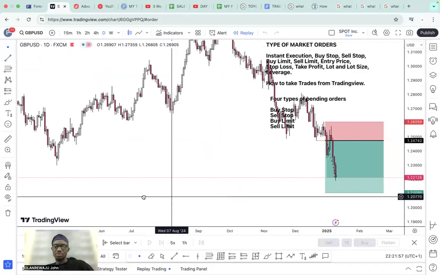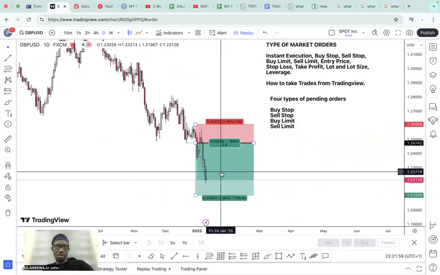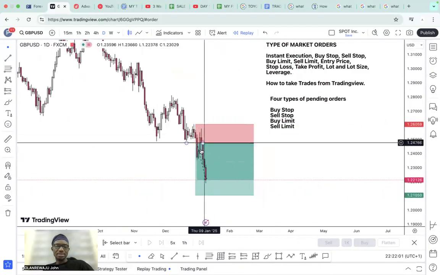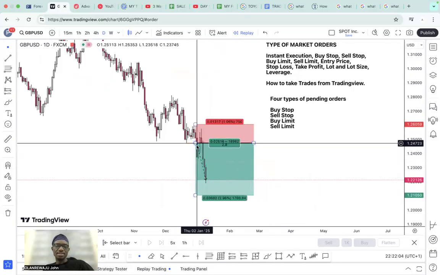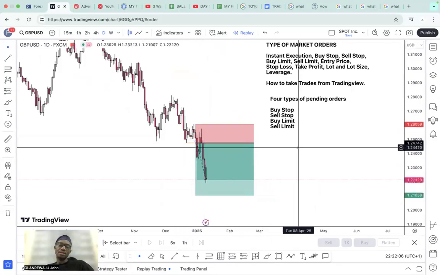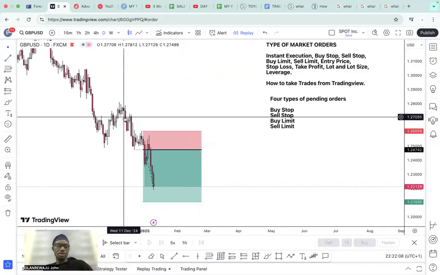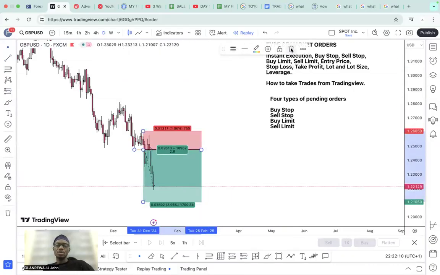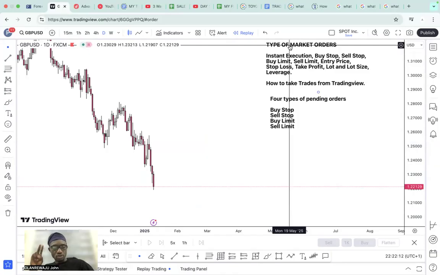All right, beautiful. Can you see what we are talking about? The market got to that place, it then triggered you, and currently you are in profits. So buy stop and sell stop are pending orders you set at a future price that is, for buy stop, higher than the current market price, and for sell stop, lower than the current market price.